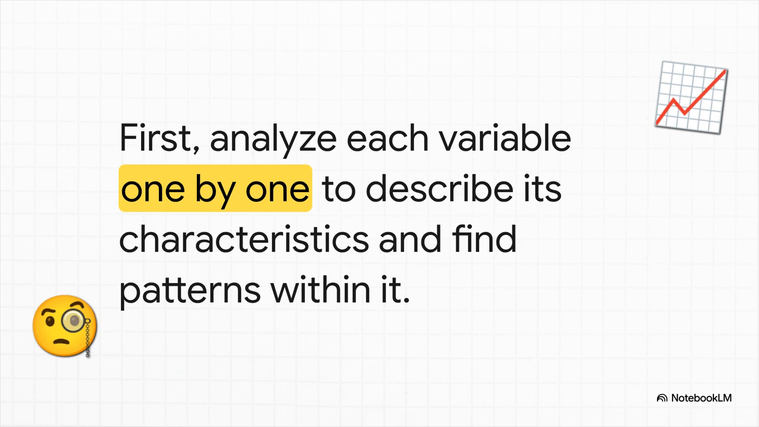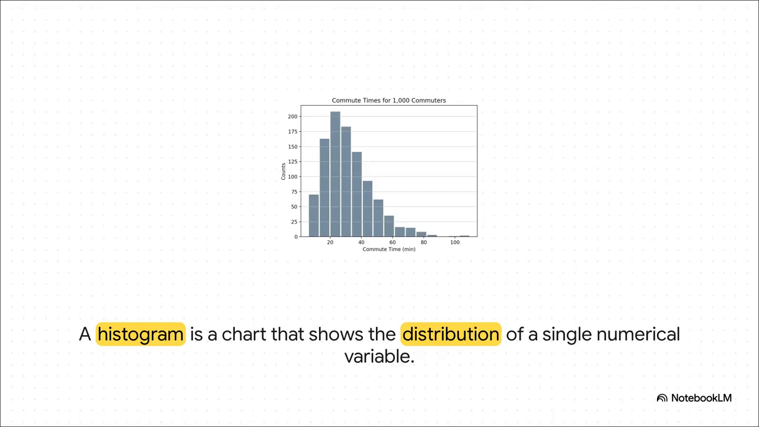Now, uni just means one, so we're simply looking at one variable at a time. We want to understand the story of each individual piece of evidence before we try to link it to anything else. What does it look like on its own? A classic tool for this is a histogram. This chart just shows us the shape of a single variable. So if we were looking at commute times, for example, a histogram would instantly show us the most common commute time, how spread out all the times are, and if the pattern looks normal or lopsided.